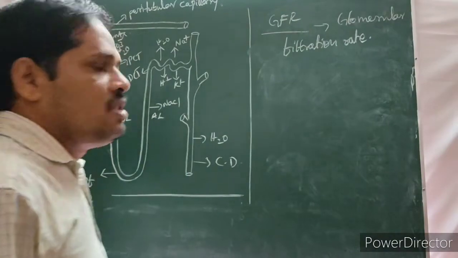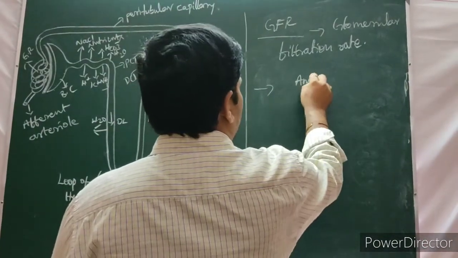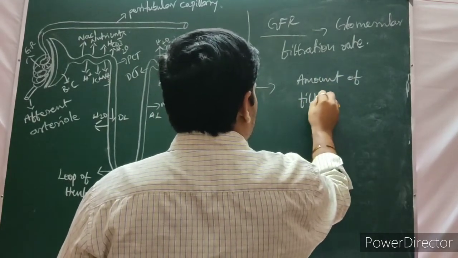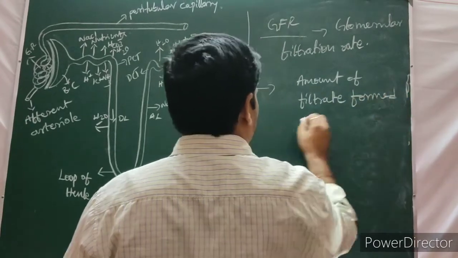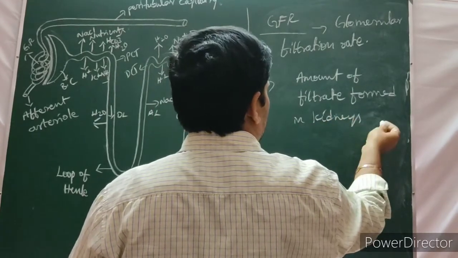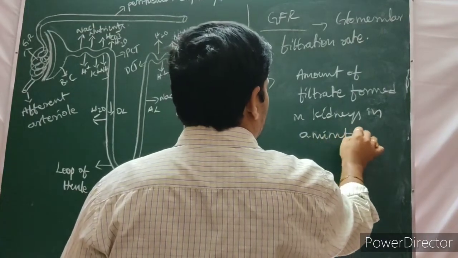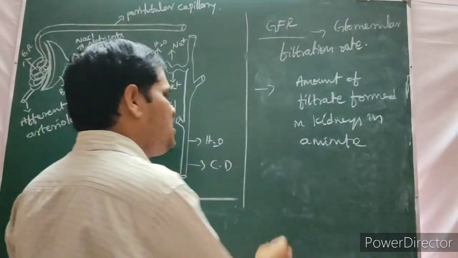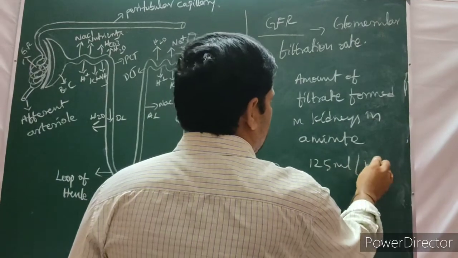What is the meaning of GFR? Here, the amount of filtrate formed in kidneys in a minute is called as the, what is that? GFR. Commonly GFR is 125 ml per a minute.